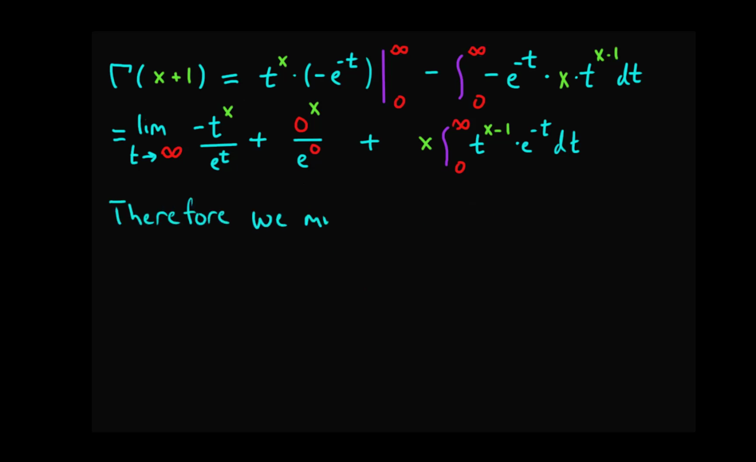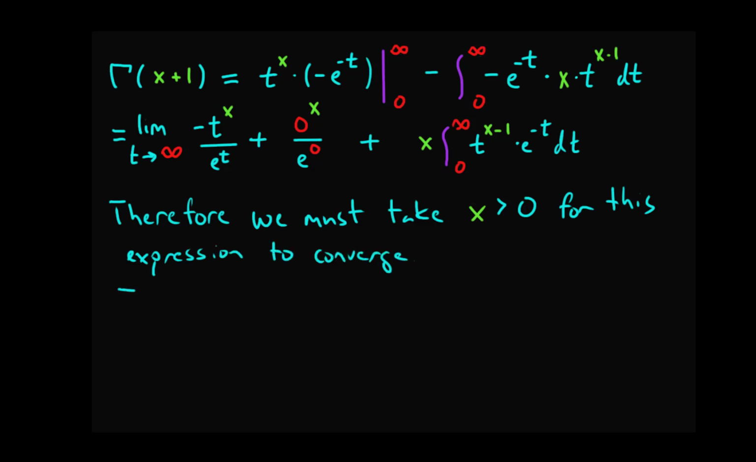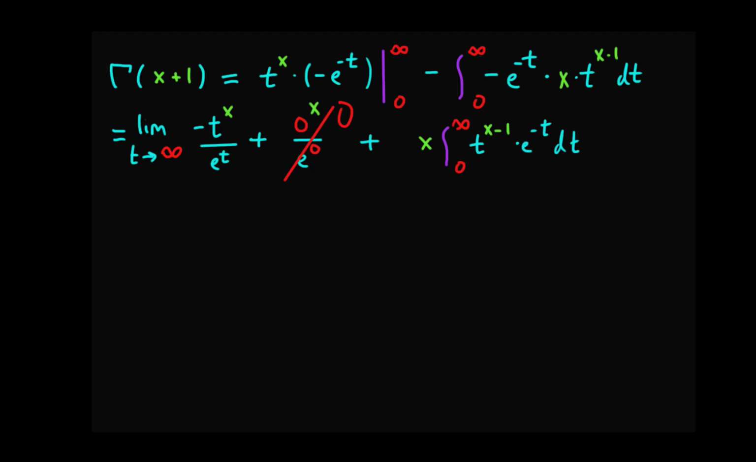Therefore, we're restricted in our choice of x. For this expression to converge, we have to take x to be positive, to be greater than 0. Otherwise, we're going to have that divergence in that term that I just illustrated. However, if we take x to be greater than 0, we don't have that problem. We get 0 to the x, where x is a positive exponent, all over e to the 0. That just equals 0 over 1, which equals 0. There's no divergence. And in fact, when we take x to be a positive number, that term drops out of this expression. So we've gotten rid of that term.